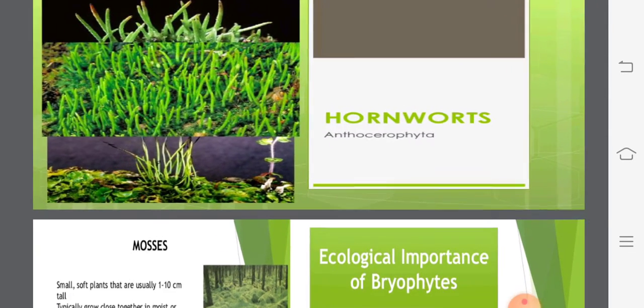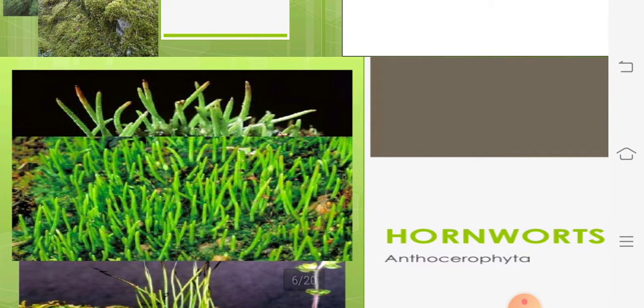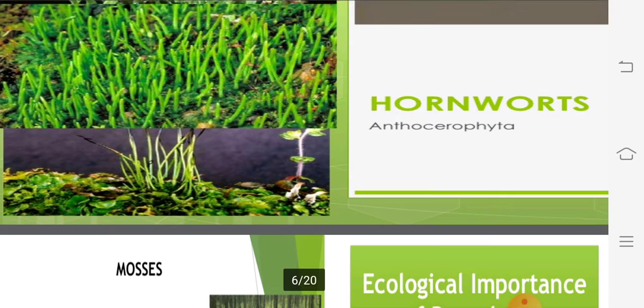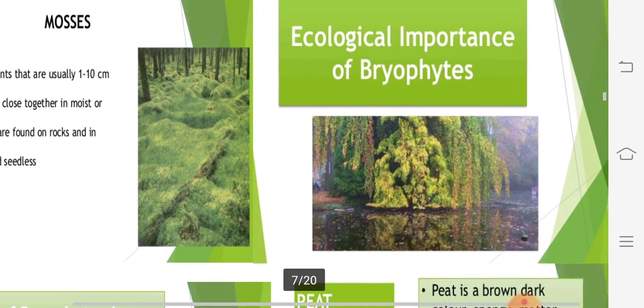In hornworts you are observing the matured red colored sporogonium. It is due to the matured sporogonium structure. It is the Anthoceros thallus. Then in mosses, just see, this is the forest area. Small soft plants about 1 to 10 centimeters grow typically together at moist shady places, or on the rocks or in arid locations. So ecologically they have importance.